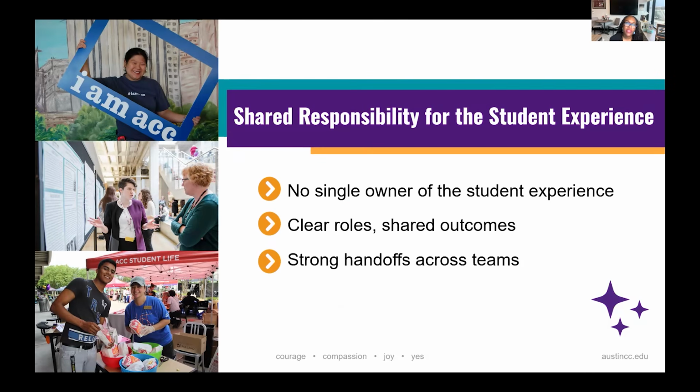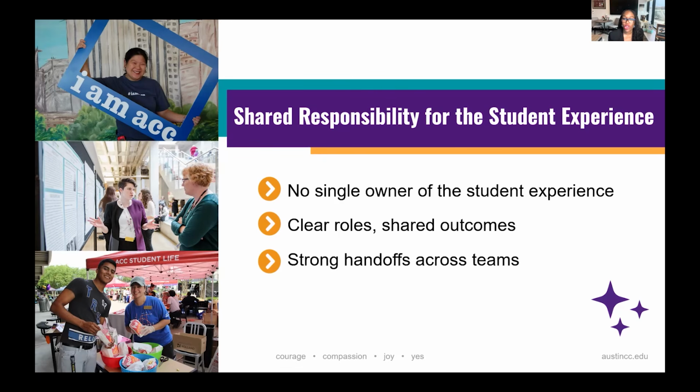One of the biggest shifts in our model is moving to shared responsibility. In our model, advising plays a central role as the hub of the student experience. Advising helps students understand where they are, what decisions they need to make, and what comes next. But it's important to be very clear. Advising does not own the entire experience. It's not all on advising's shoulders. No single role or area does or should have that placed on their shoulders.